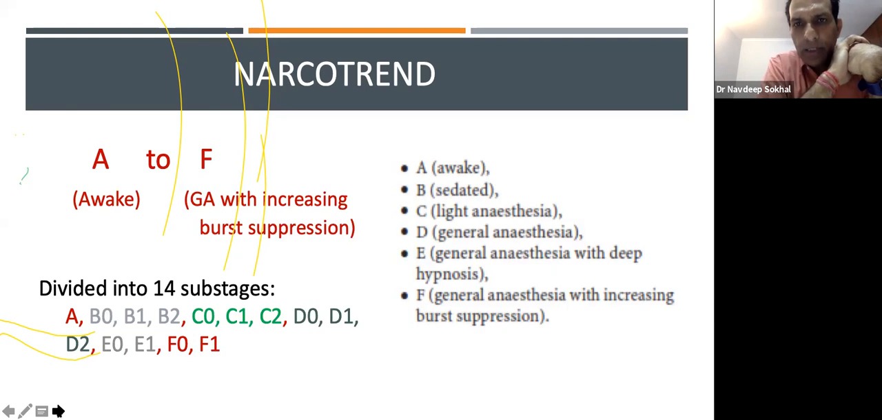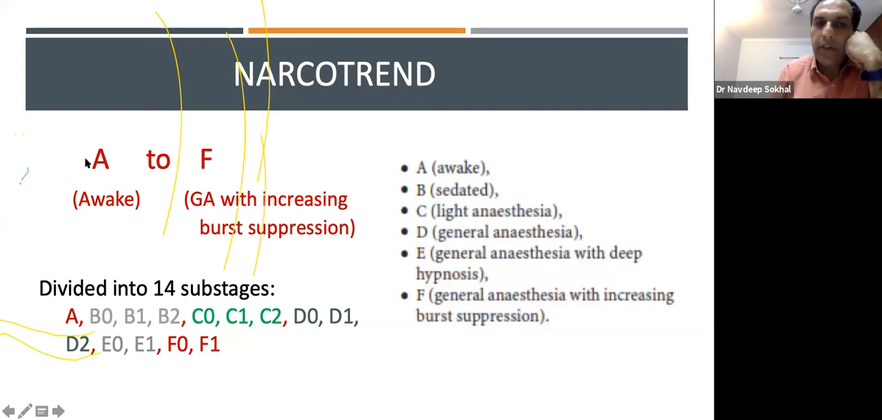So on the right side, you can see A, B, C, D, what they actually tell you. D and E are the appropriate planes for anesthesia. They are further divided into 14 stages, A, B0, B1, B2, and so on. You can see it over the screen.